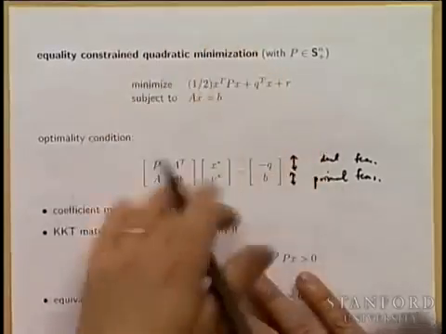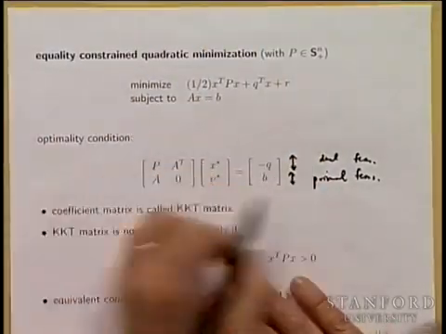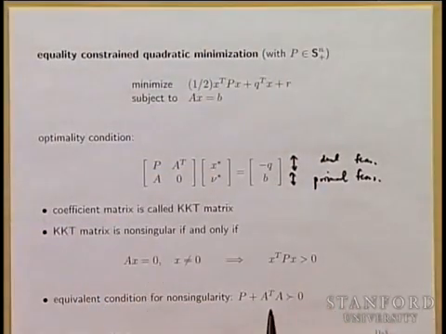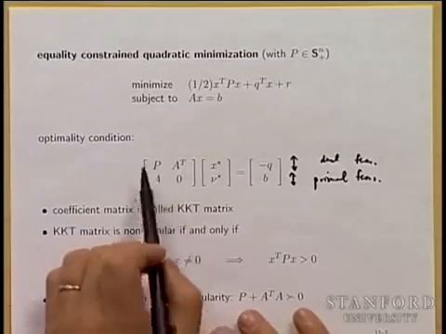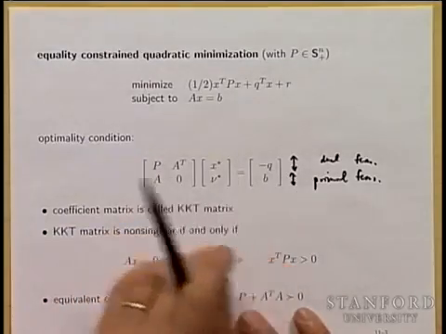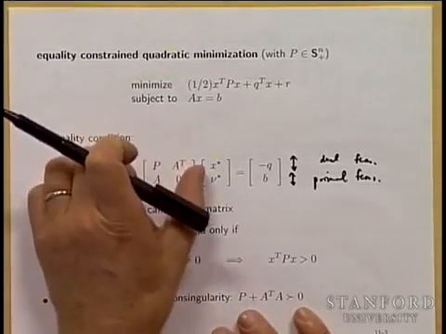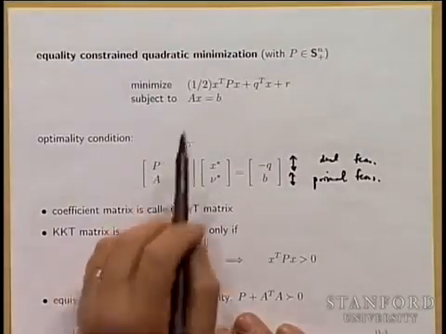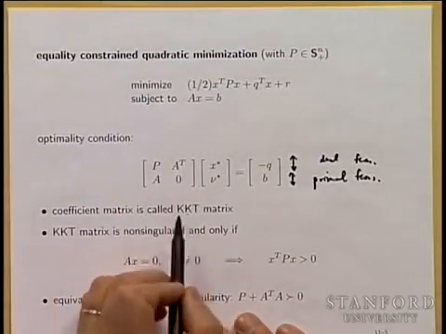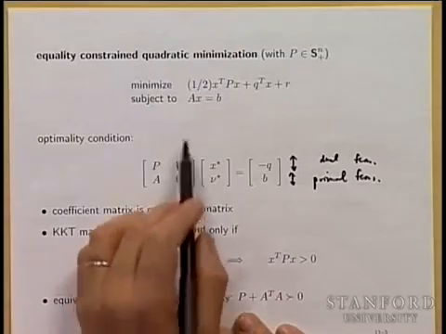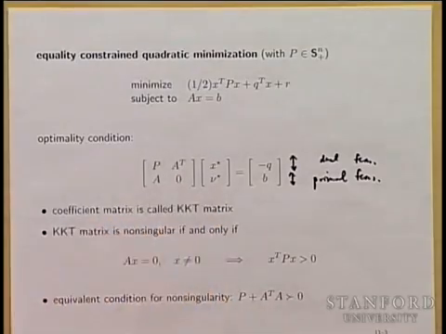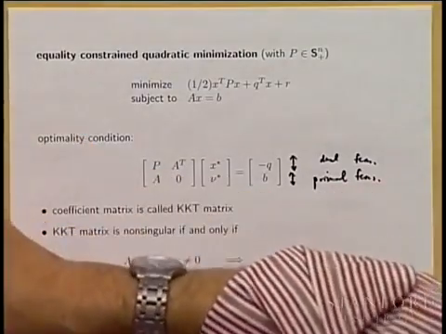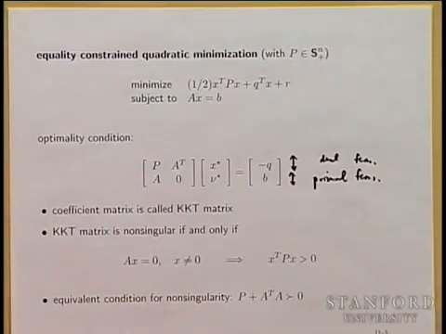Okay, so back to the quadratic case. When you write this out, you get a set of linear equations like this. Now, that's not a big deal. The solution is this matrix inverse times that. Now, this matrix has a name. It's called the KKT matrix, associated with the Karush-Kuhn-Tucker conditions. Very famous, actually. In fact, people just call this the KKT matrix.